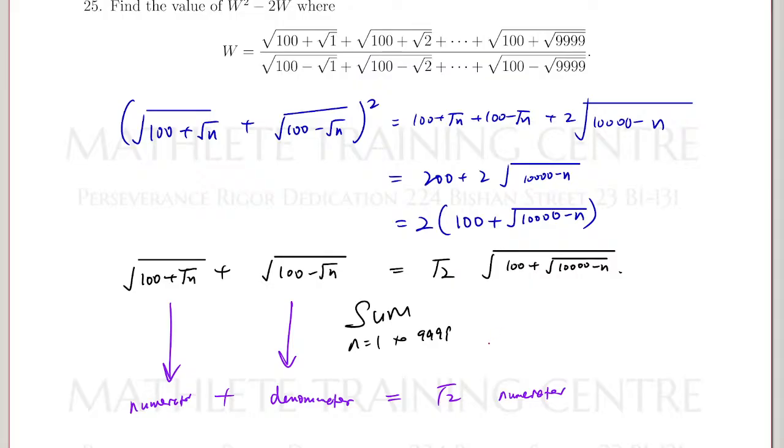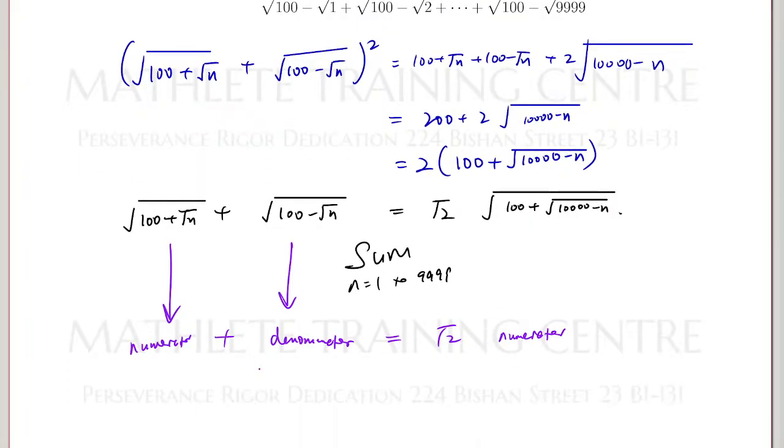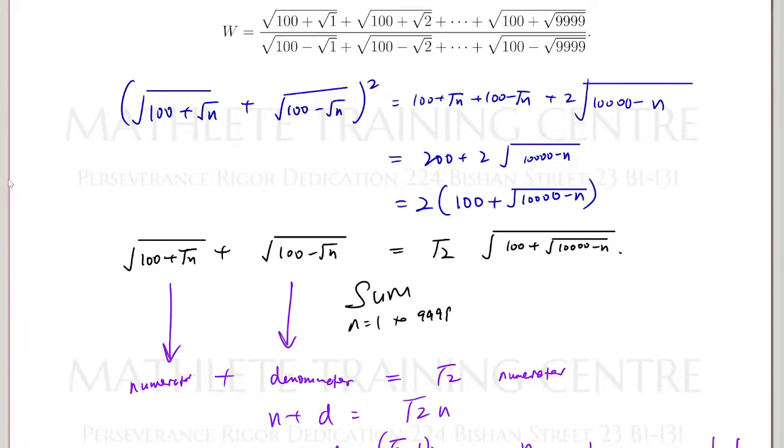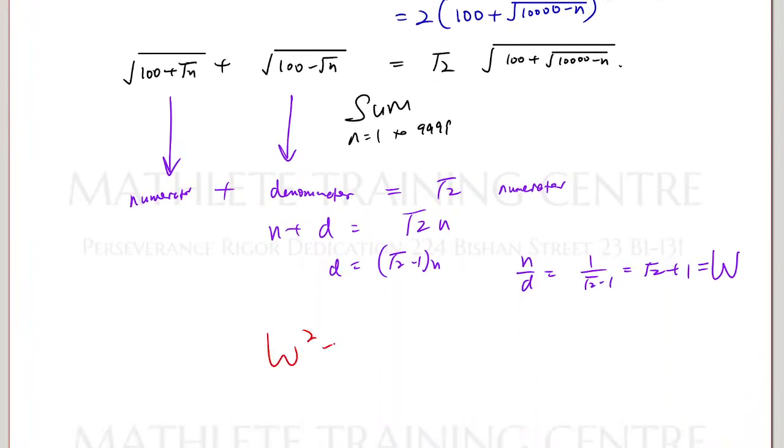And then we're done. From here, let's use simplified variables. N plus d is root 2 times n. So then d is equal to root 2 minus 1 times n. So then n over d is equal to 1 over root 2 minus 1, which is root 2 plus 1. And so this is the value of w. And finally, they want w squared minus 2w. Using the value of this, we can figure out the answer is 1.